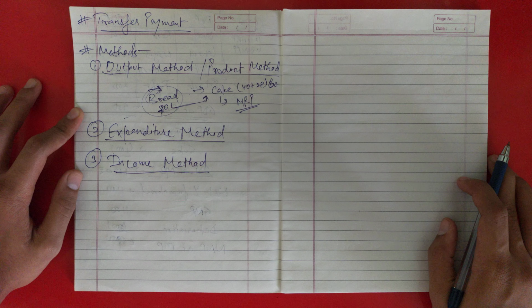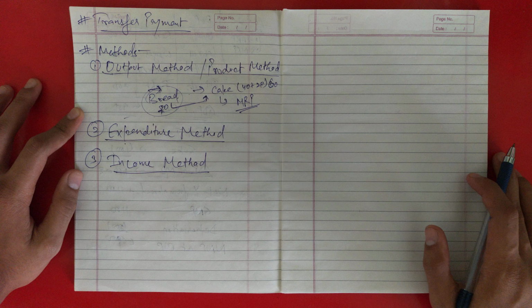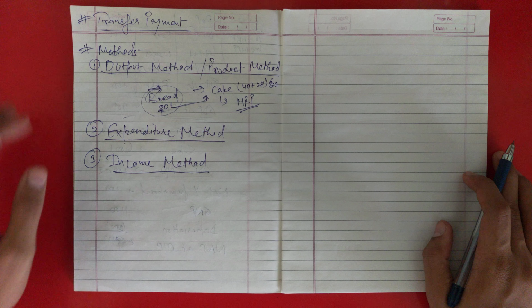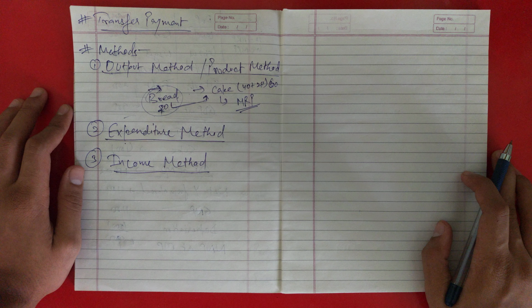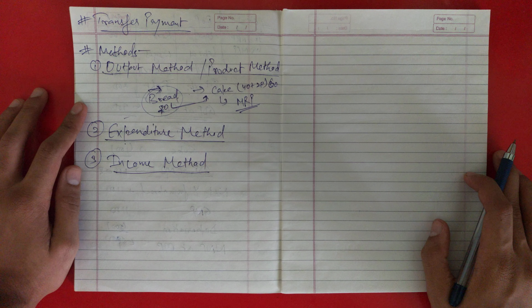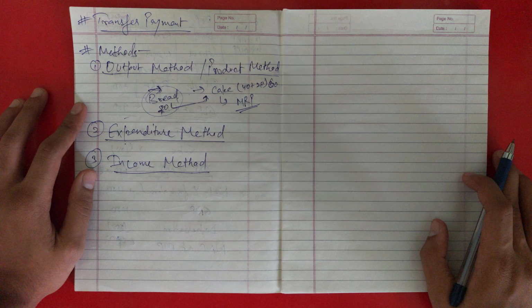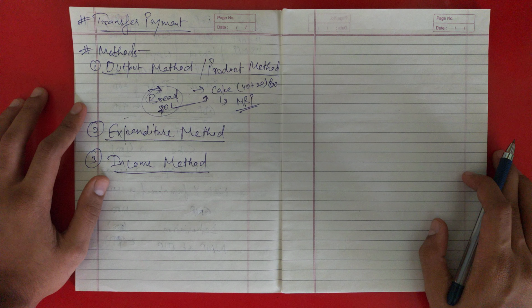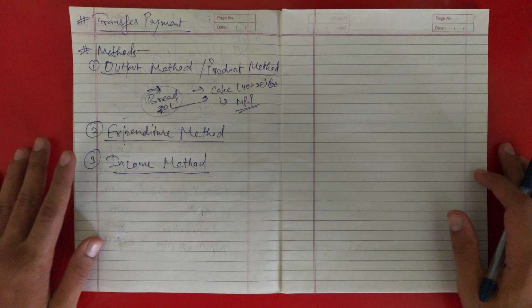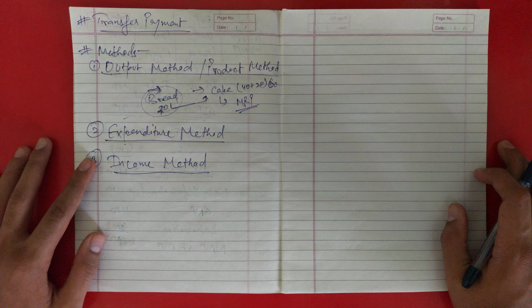And now you know that there are generally four factors of production: labor, capital, land, and entrepreneurship. So labor gets wages and salary, capital gets interest, land gets rent, and entrepreneurship gets profit as its remuneration. So what we do here is add the wages and salary, interest, rent, and profit to calculate the GDP.